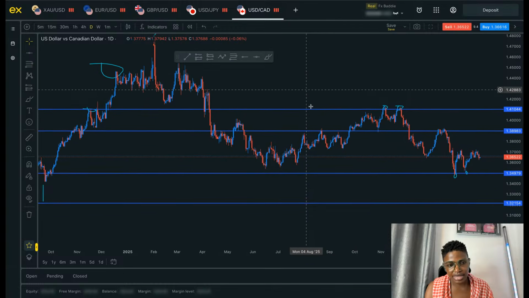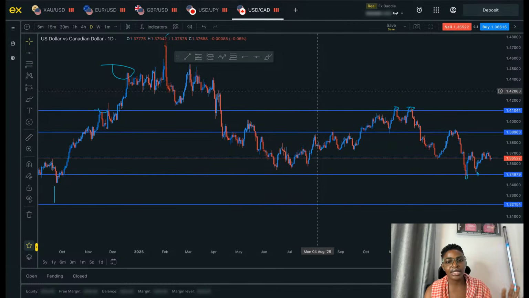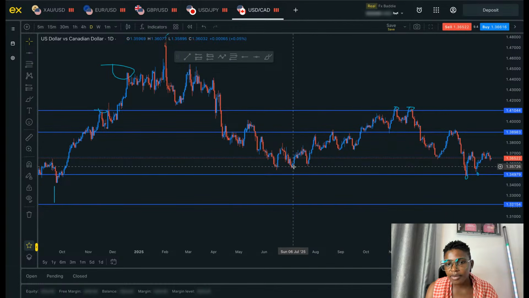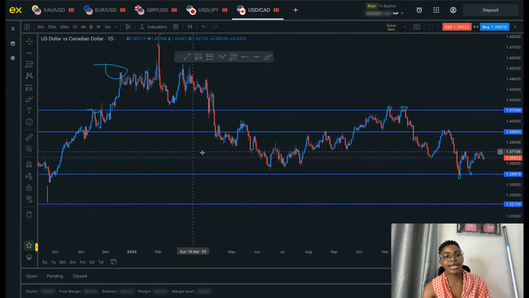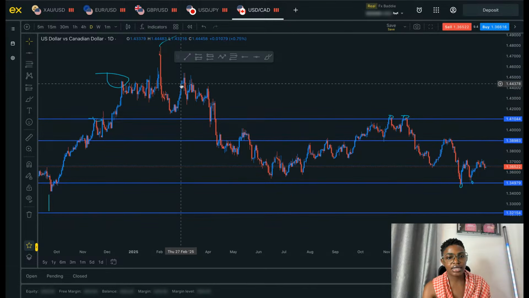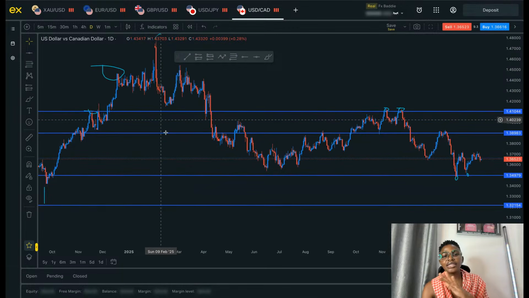So I've marked that. I'm not sure I see any other level. If you see any other level, mark it on your own chart, because we're actually analyzing this together. We'll set everything up and we'll wait and see how the market plays out when it finally opens. Okay, so this is all I can see on the daily time frame.